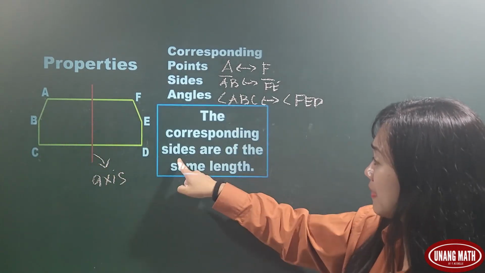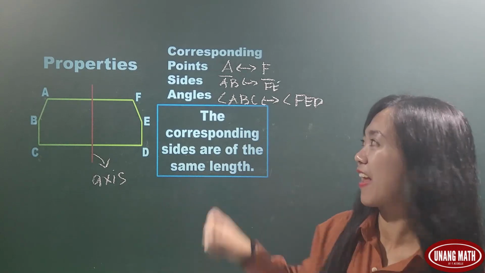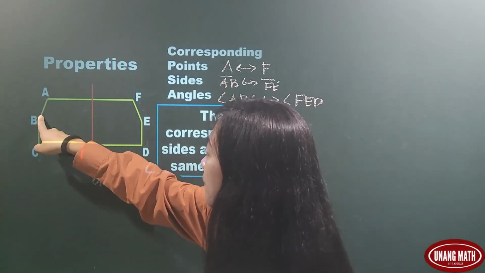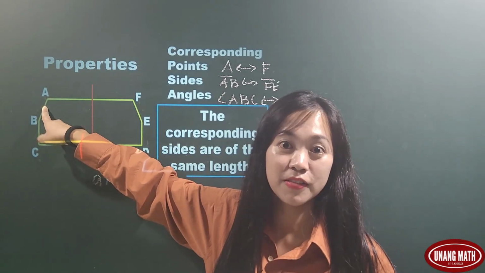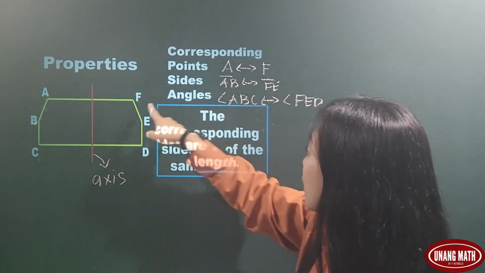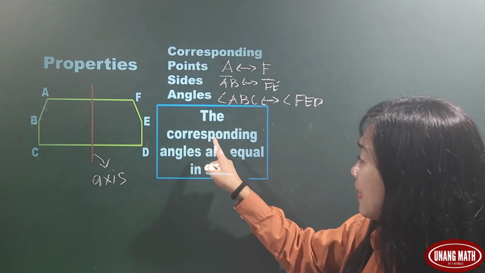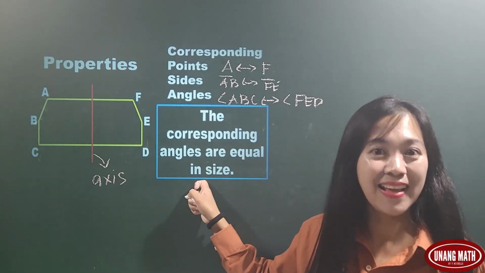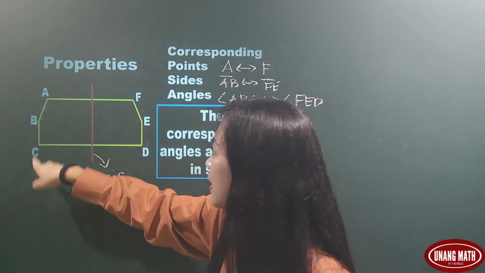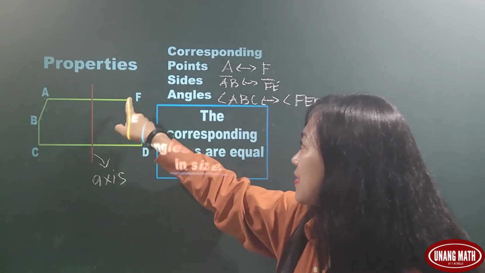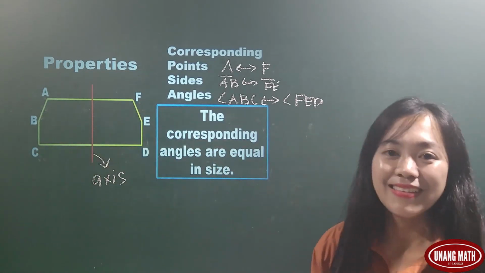Okay, so the corresponding sides are of the same length. So, ang side na AB, if this is 2 centimeters, ibig sabihin, ang FE or ang side FE ay 2 centimeters din. Okay, the corresponding angles are equal in size. So, ABC or angle ABC ay equal lang sa angle FED.